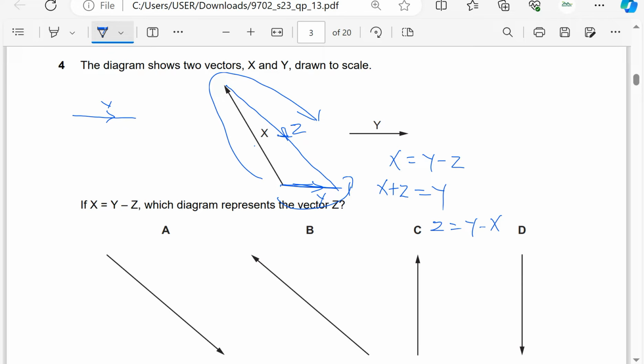Instead of drawing x going upwards, I reverse it. So x will be, because it is y minus x, so this is y. Then I reverse x, it will point in this direction. So this is clockwise. It means z is going to be here, which is going to be anti-clockwise. So this means the answer is automatically going to be A in all cases. Z is A.